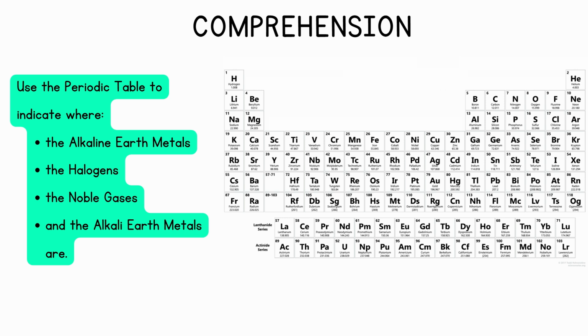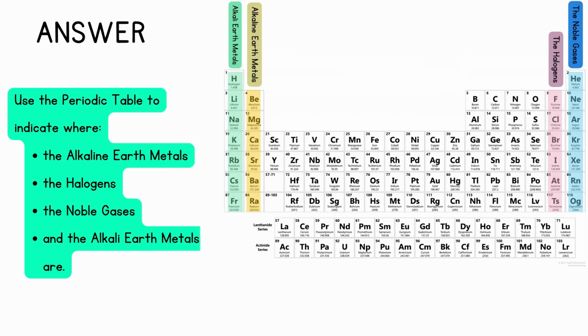Comprehension. Use the periodic table to indicate where the alkaline earth metals, the halogens, the noble gases, and the alkali metals are. Yay! I know you have it correct. Great job. So the alkali metals are in group 1. The alkaline earth metals are in group 2. We can find the halogens in group 17, or 7 if you ignore the transition metals. And we find the noble gases in group 18, or 8 if you ignore the transition metals.